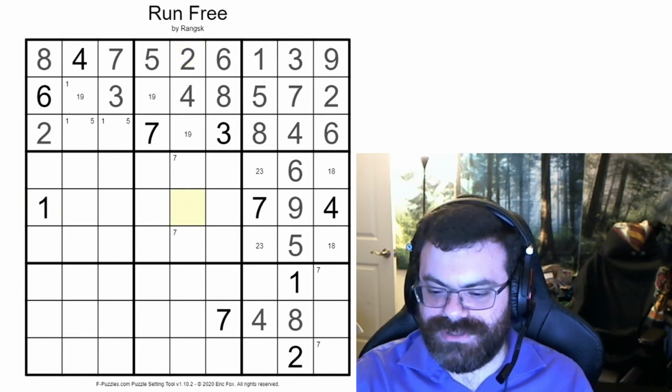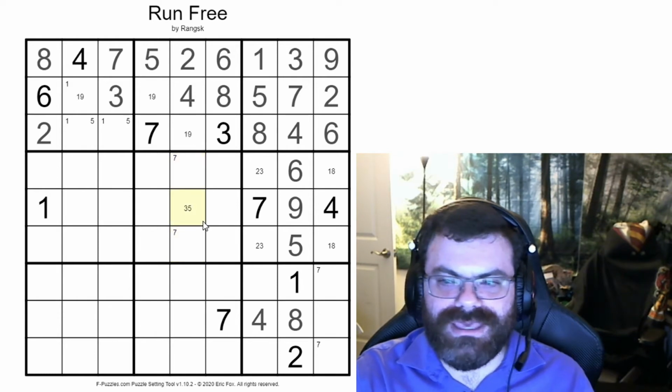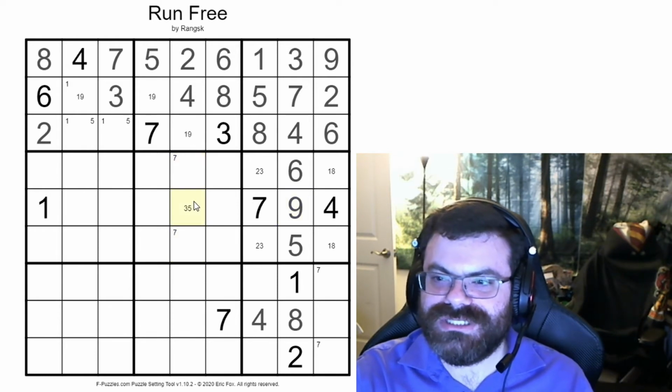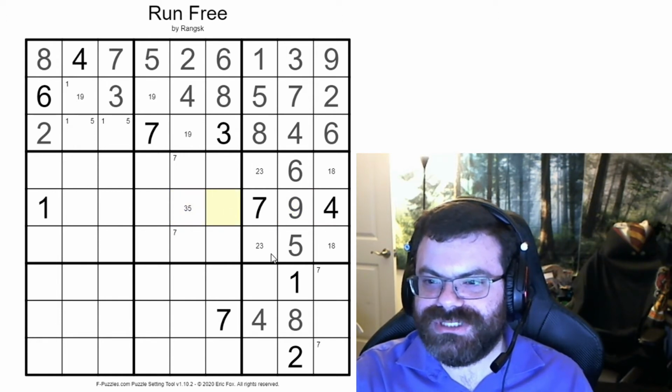It can be a 3. 4s are restricted, 5s are not restricted. We already said 6, 7, and 8 are restricted. And it can't be 9 because of the row. So this is actually a 3 or a 5. This square is similarly restricted, so we can't be a 1.